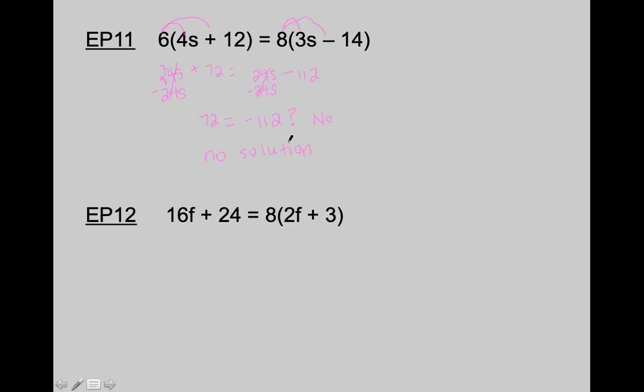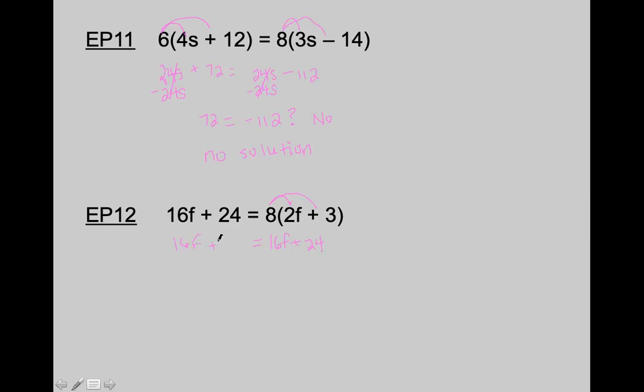All right, let's look at example 12. Okay, again, I'm seeing some distributive properties to work with. So I'm going to start on the right side and distribute that 8. So 8 times 2f is 16f, and 8 times a positive 3 is a positive 24. I'm going to bring down my equals, write down what I have left on the left, which is 16f plus 24.